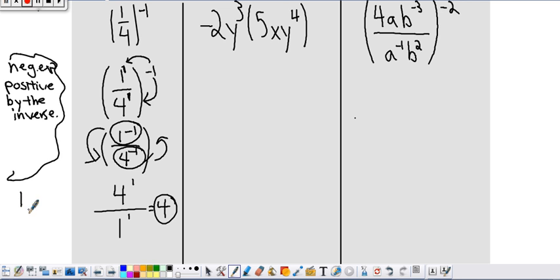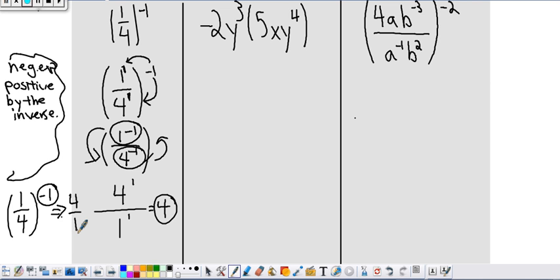The super shortcut way of this is knowing that if you have 1/4 to the -1, this -1 exponent means to find the reciprocal. So the reciprocal of 1/4 is really just 4 over 1. You'll get the same answer.